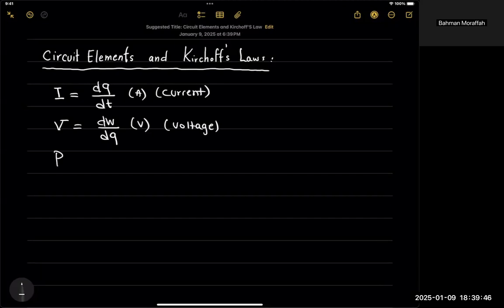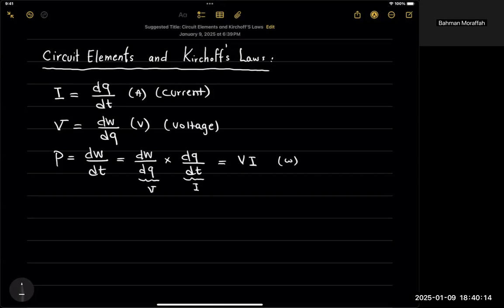We also defined power to be the rate that the work is changing per unit of time. So we define it to be dw/dt, which we could use the chain rule to write as dw/dq times dq/dt. We know this one is V, this one is I, so power is V times I, and we know the unit for power is watts.